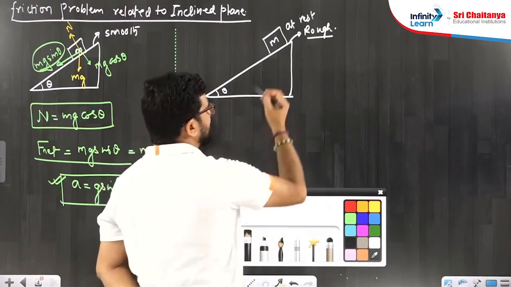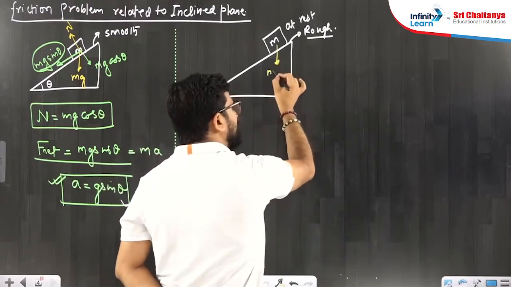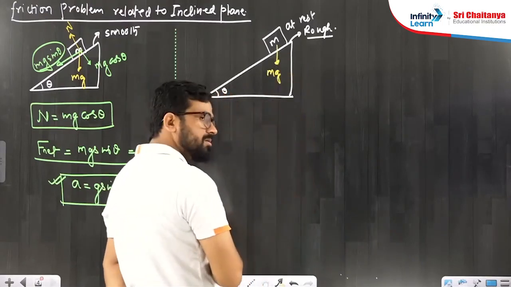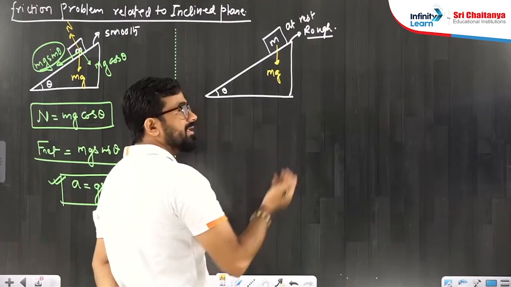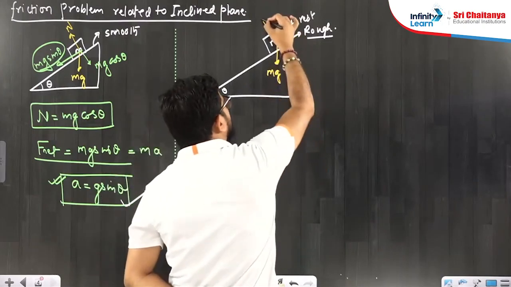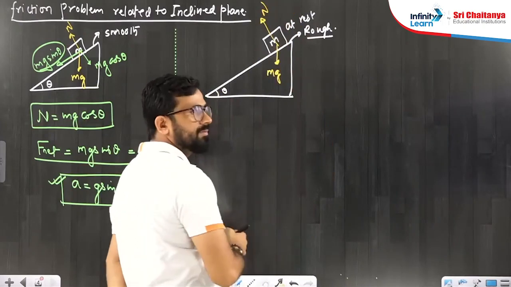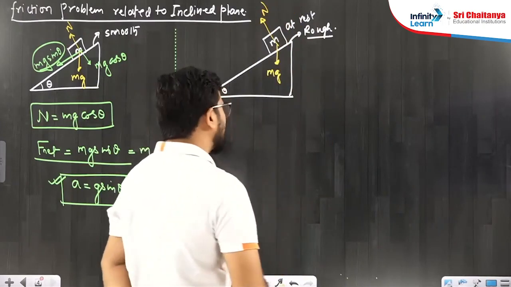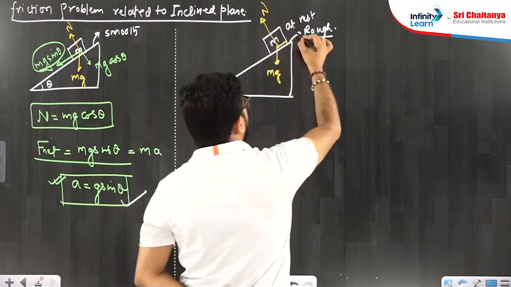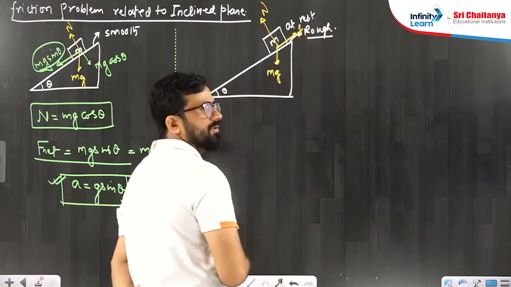Now, what is the meaning of this? You will say, sir, one force is mg. Yes, one force is mg. What are the other forces acting? You will say one force is normal. Yes. Another force is acting. Yes. You will say the friction because it is at rest. This is friction. We know this part.